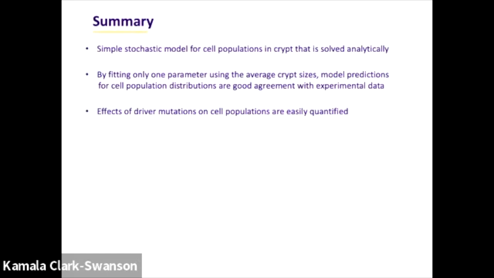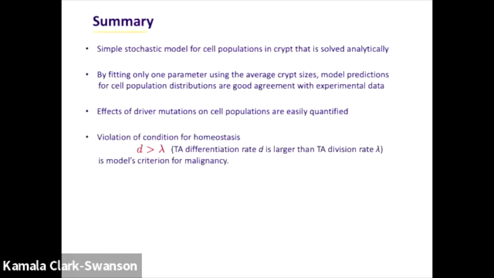By using simple deduction as we did before, we can have a quantification of the effects of driver mutations on cell populations within the crypts. And we also have a really simple and neat condition for homeostasis. And the violation of this is also our model's criterion for unbounded cell number growth, thus malignancy.